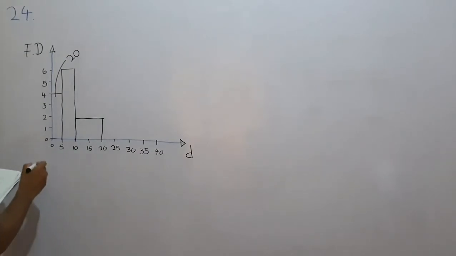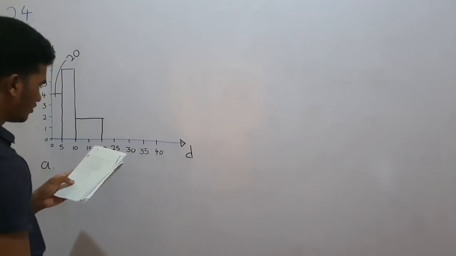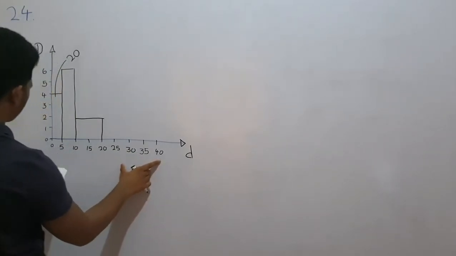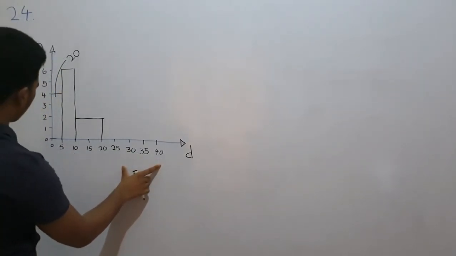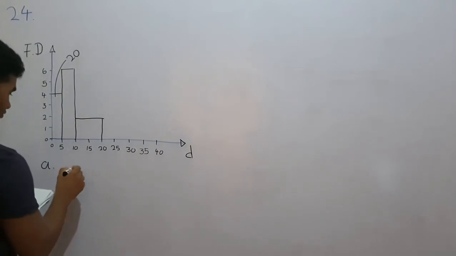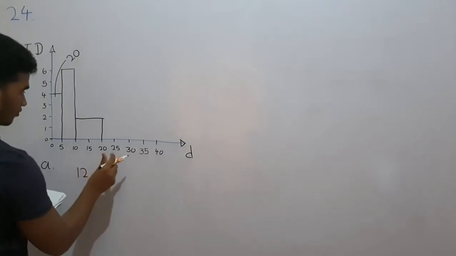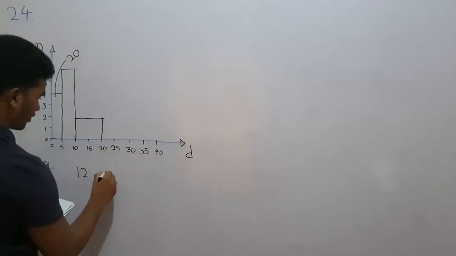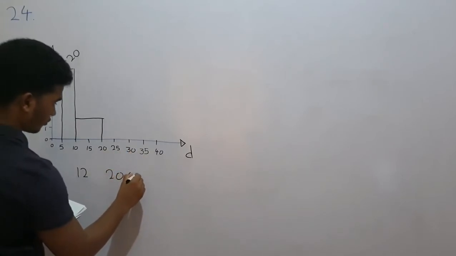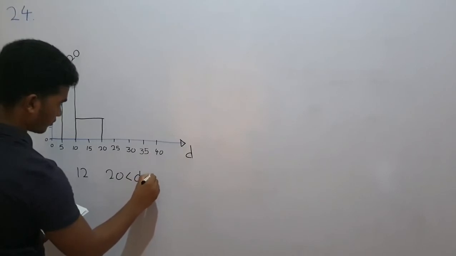Now part A, there were 12 workers in the distance 20 to 40, and they are telling us to complete the histogram. So there were 12 workers from 20 to 40.